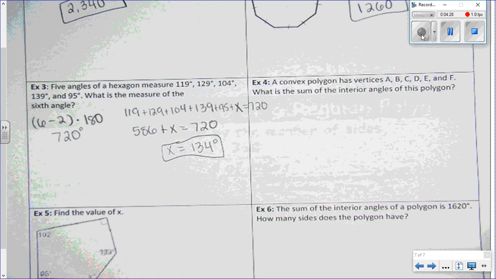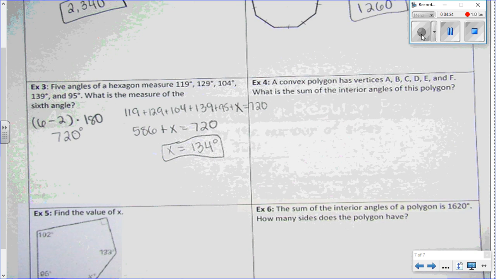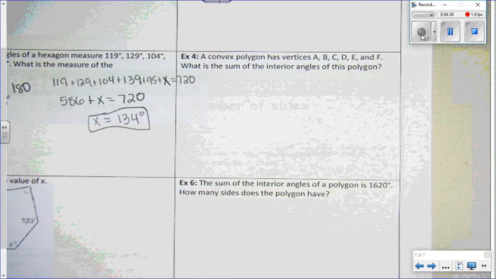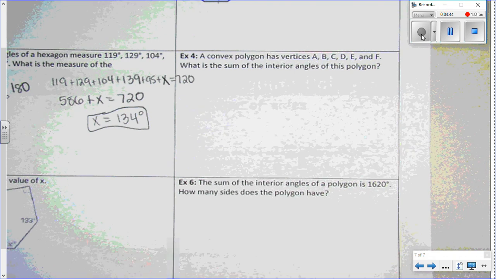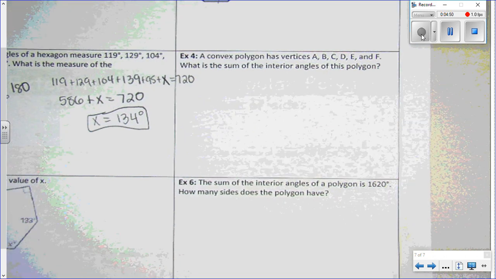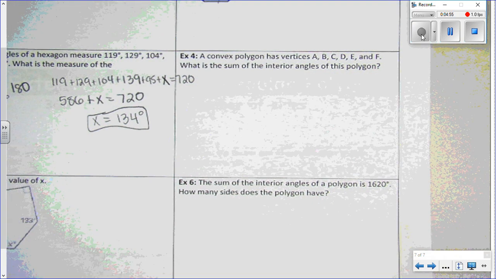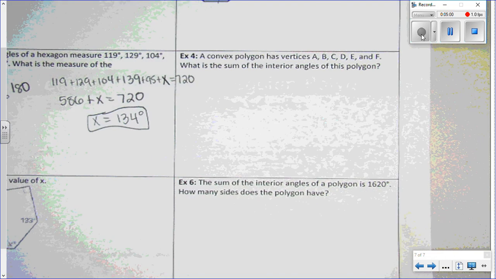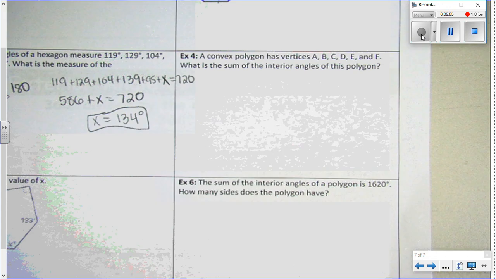Questions so far? No? All right, let's look at example 4. Example 4 says a convex polygon has vertices A, B, C, D, E, and F. What is the sum of the interior angles of this polygon? Well, in order to figure out the sum of the interior angles, we need to know how many sides it has. So the number of sides is equal to the number of angles, which is also equal to the number of vertices. So how many vertices were in this problem? 6. So that's how many sides this polygon has.